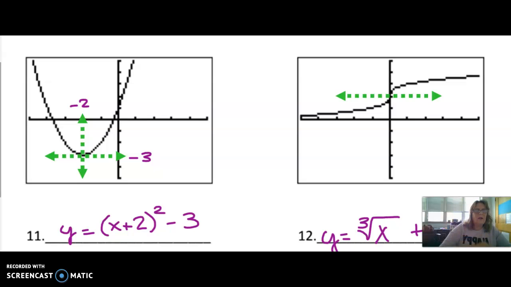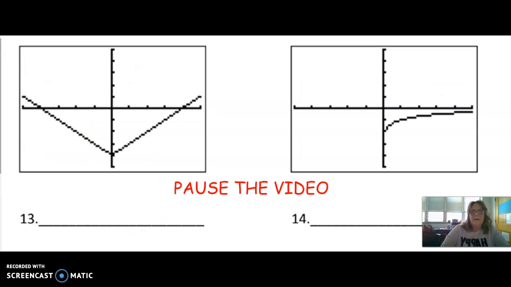For number 12, this is a cubic equation. Notice it's shifted up 2 units, so I just have the cube root of x, and then outside of the radical sign, I have a +2. Look at these graphs. Pause your video when you got your equation, then turn your video back on.